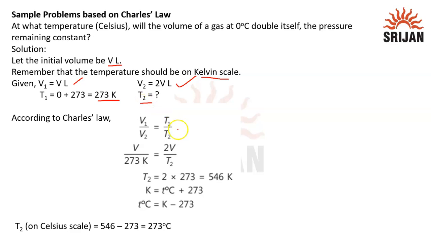Now according to Charles law, V1 upon V2 is equal to T1 upon T2. So while putting the values, we will get T2 as 546 Kelvin. So from here, the temperature is coming out to be 546 Kelvin. But the question is in Celsius scale, we have to answer it in the Celsius scale. So we'll subtract 273 from it. So on Celsius scale, the temperature will come out to be 273 degrees Celsius. Means at this temperature, the volume of the gas will double itself.